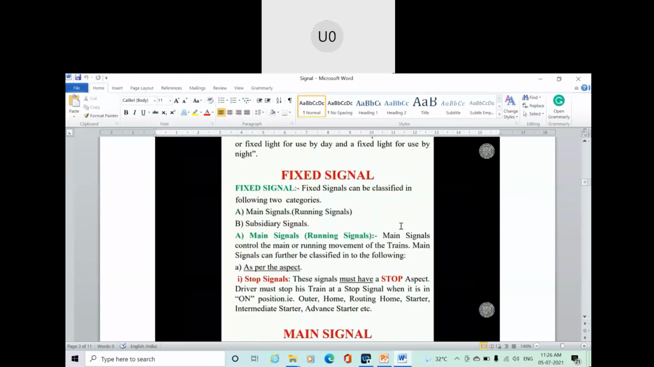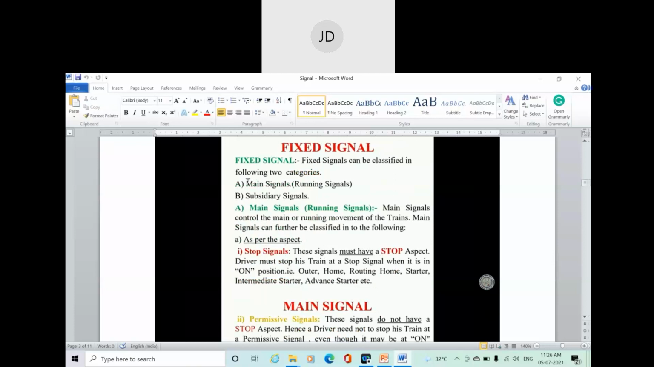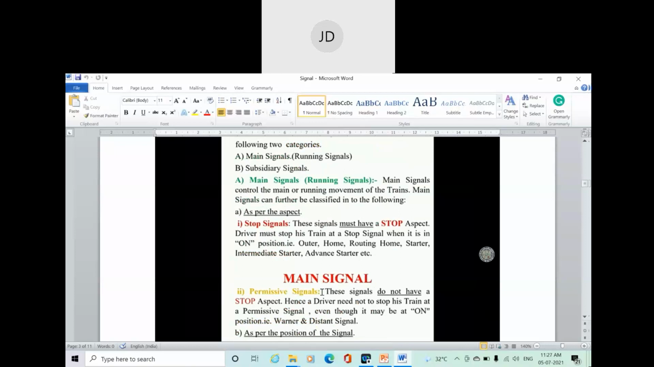So in the previous classes, we have discussed fixed signal. Under fixed signal, we have two types of signal: one is your running signal, and another one is your subsidiary signal. Right? These things are already discussed with you. Under main signal or running signal, we have stop signal and permissive signal. Under stop signal, these are the examples: outer signal, home signal, routing signal, starter, advanced starter, all these things. So today in this class, we are going to discuss these types of stop signal. Correct.